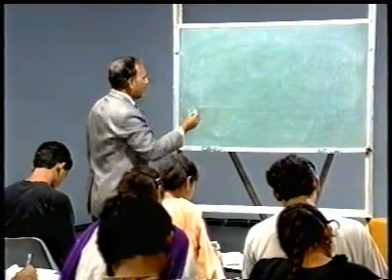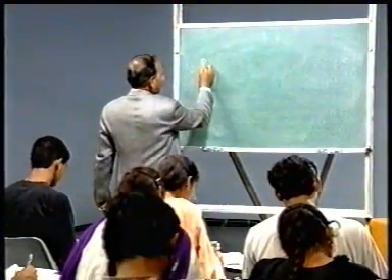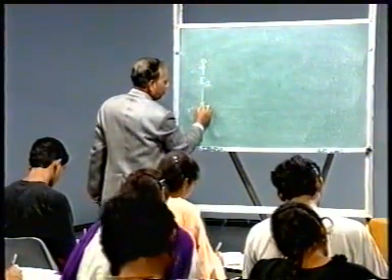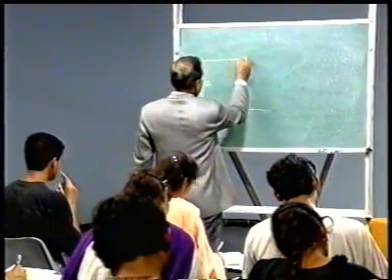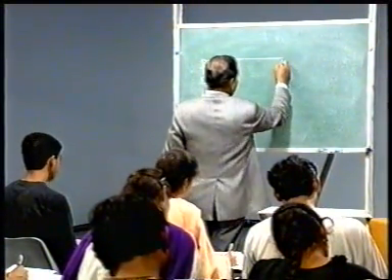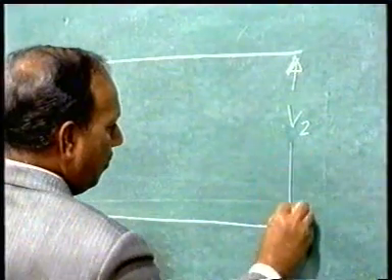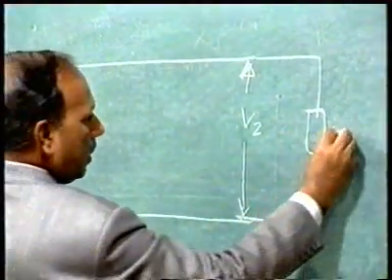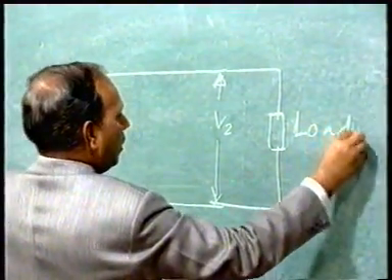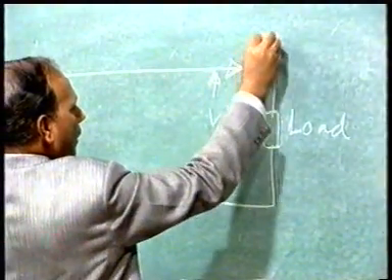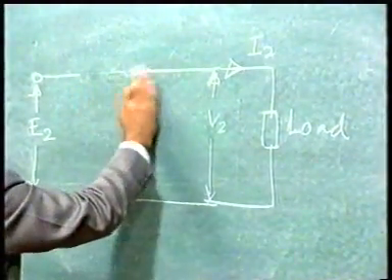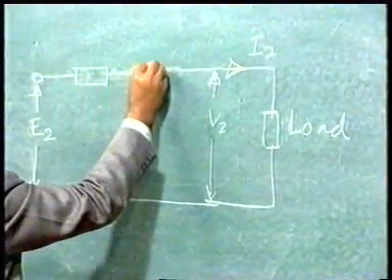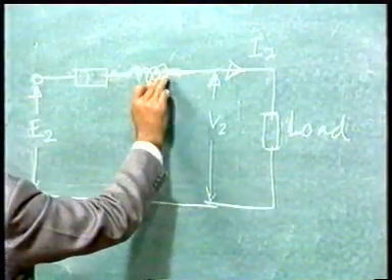See, on the secondary side you have voltage, how much? Induced EMF is E2 on the secondary side. And across the load you have V2. This is your load, and the current flowing is I2, and here you have the equivalent resistance and the equivalent reactance.